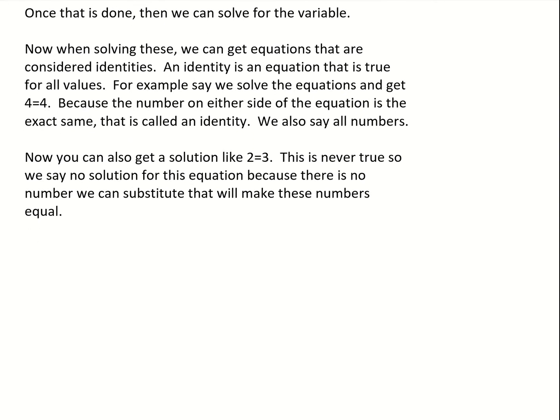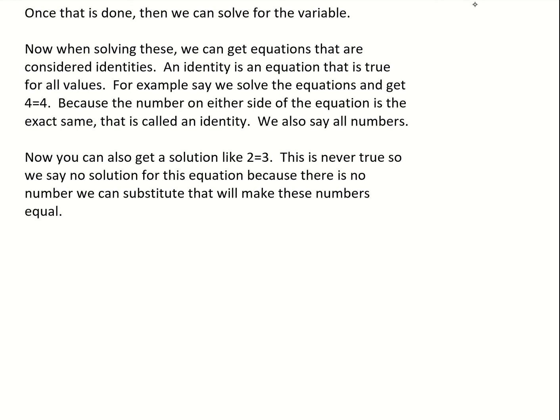Okay, now you can also get a solution that says they aren't equal to each other. These are just called no solutions. We just say no solutions right away because there's no way we can get both sides to be equal. So like 5x plus 1 equals 5x plus 2. There's no number you can substitute in for x that will make them equal on both sides.